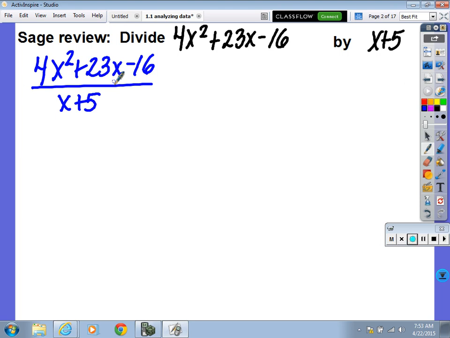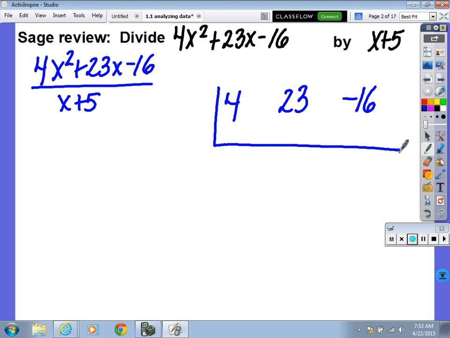So we're going to be putting down the coefficients. So the coefficient in front of x squared is 4. The coefficient in front of x is 23. And then the constant coefficient is negative 16. Now, if we were missing, for example, the 23x, we would need to put a 0 there. So we need to make sure we have one for every single x value. Does that make sense?